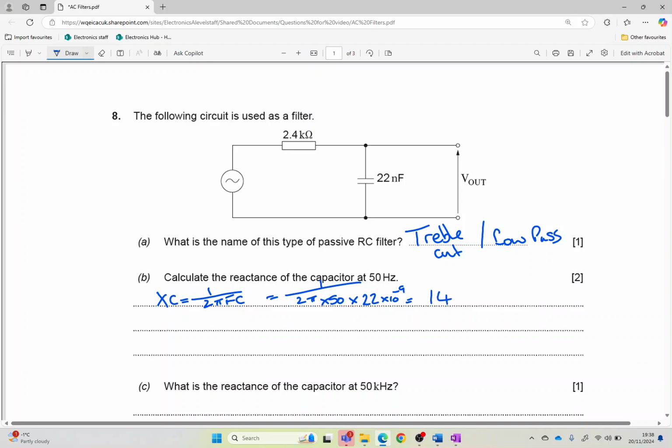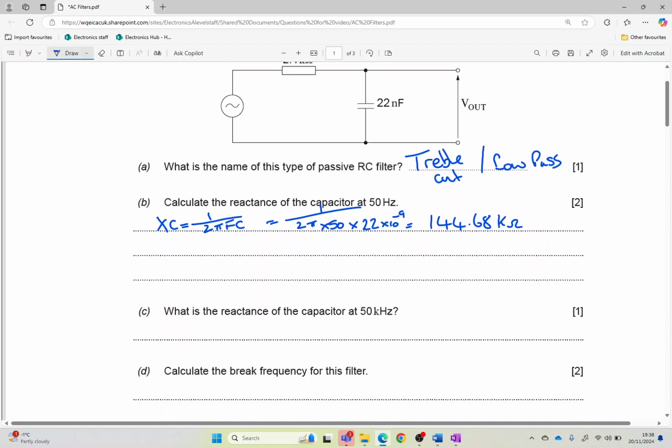Gives us 144.68 kiloohms. Okay, and here we are asked to go at 50 kilohertz. That's changed by going up by a factor of 1,000, so we're going to go down by a factor of 1,000, or you can obviously work it out again. So that's going to be 144.68 ohms.